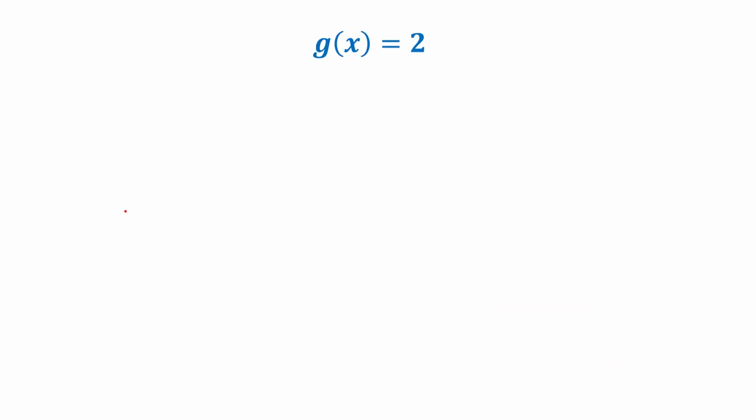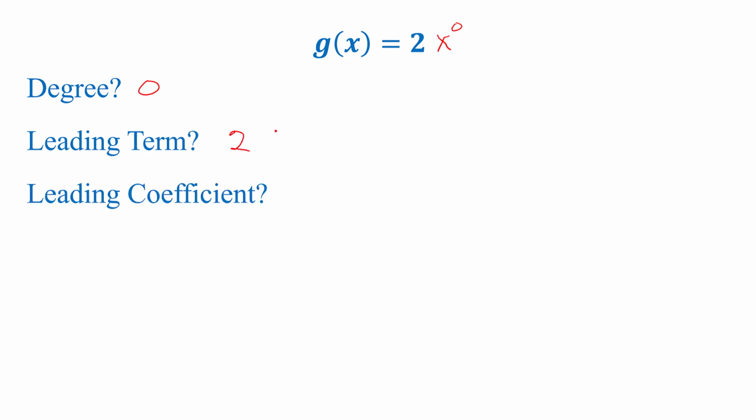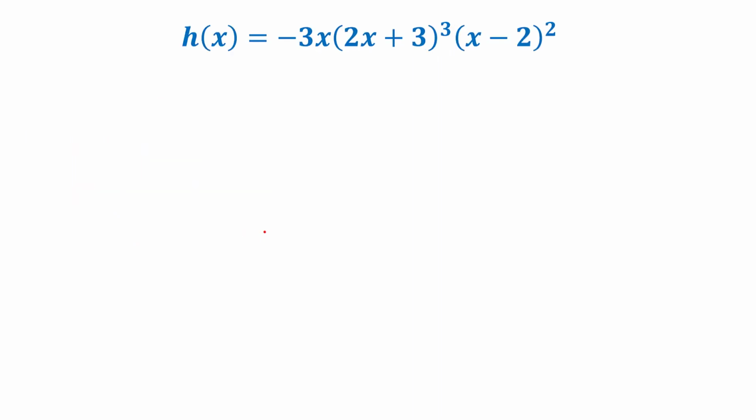Moving on, let's look at g of x equals 2. This doesn't look like the type of polynomial function we're used to, but in fact it is a polynomial function if you think of this as being 2 times x raised to the power of 0. Then its degree would be 0. Its leading term, there is only one term, so that would be 2. The leading coefficient, again, would be 2. The constant term, since 2 is a constant, the constant term is 2 as well.